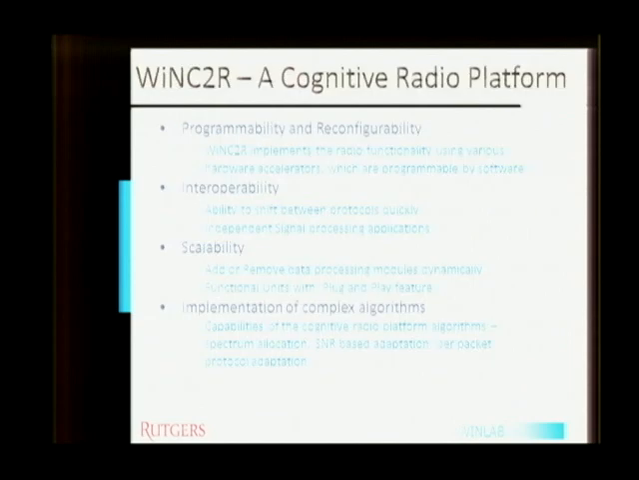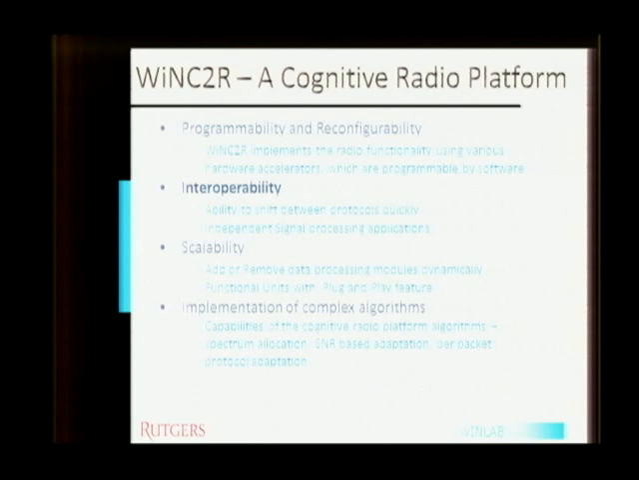Just like another cognitive radio platform, WinC2R has a lot of features. First, being programmability and reconfigurability. So what WinC2R does is it implements all the radio functionality in hardware, and most of the programming is done by software. It can cater to other wireless protocols, and it has the ability to shift between protocols very quickly and on the fly.